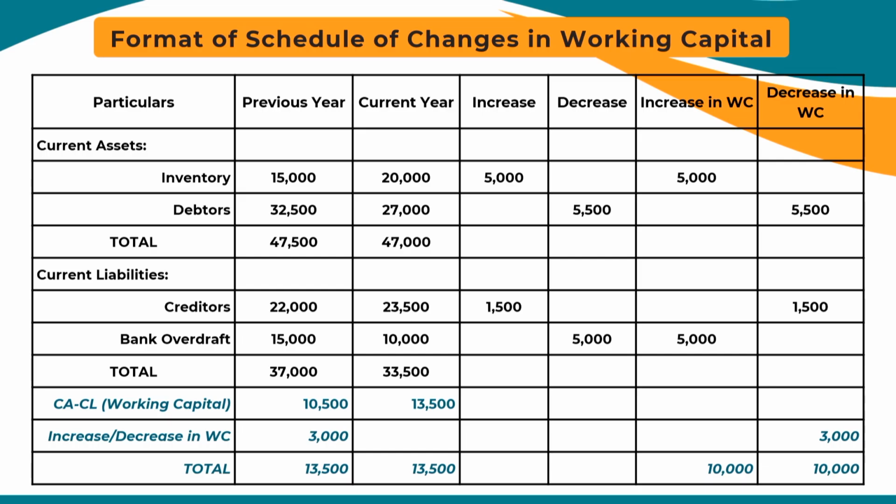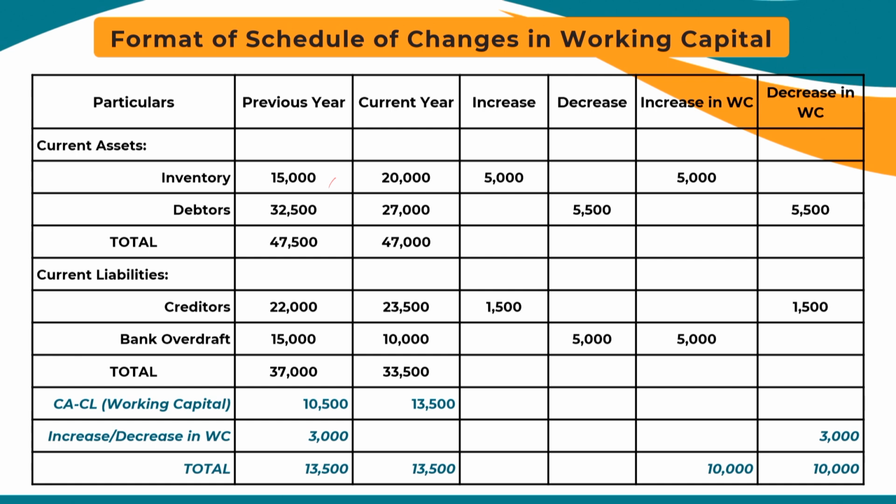Now, for the calculation of changes in working capital, we are to start with current assets. When you are going to talk about the individual components, we are going to see inventory. Here a hypothetical example is there in this slide: inventory, it is 15,000 and in the current year it is 20,000. So, individual increase in current asset is 5,000.